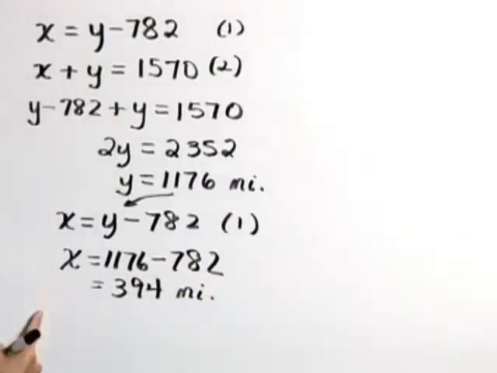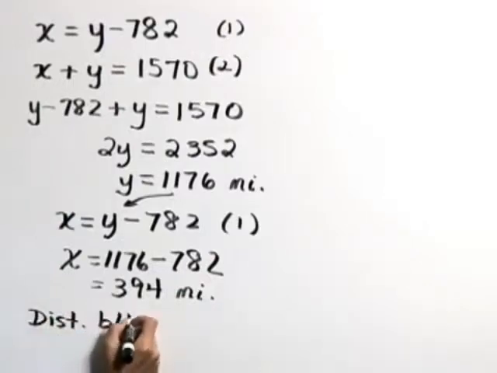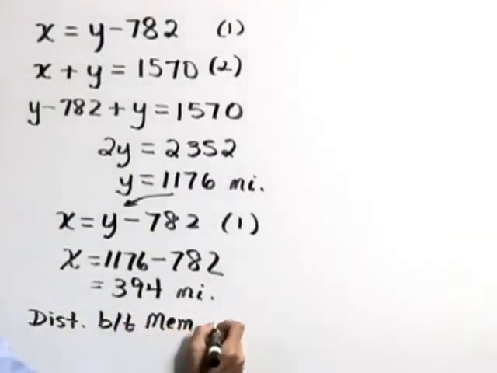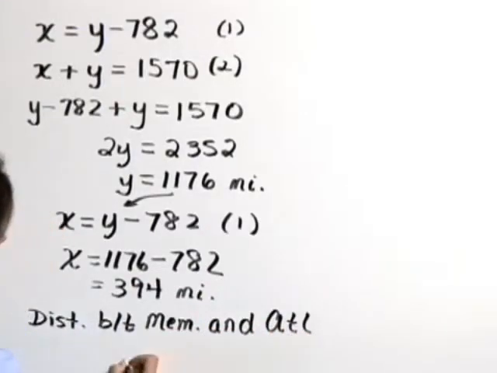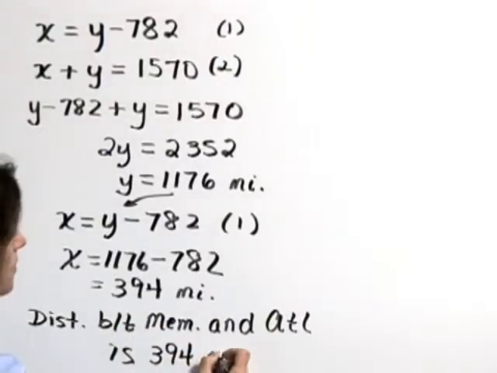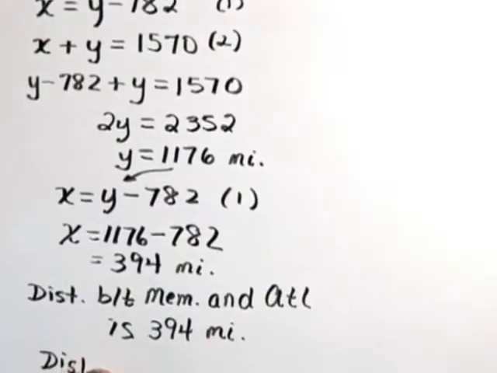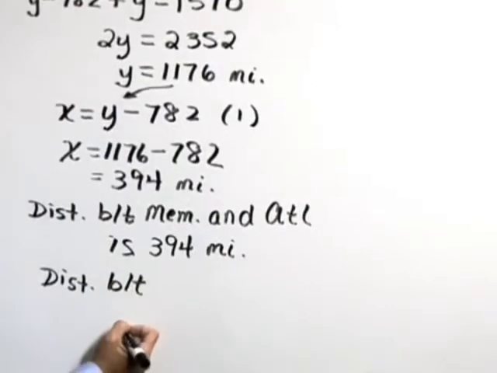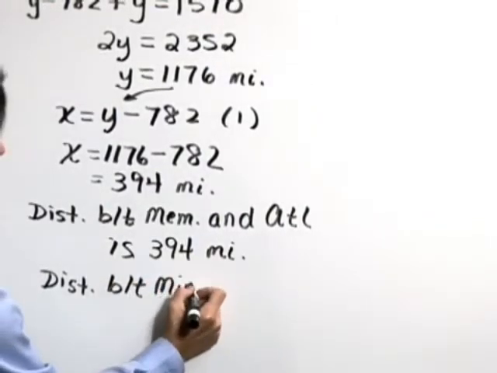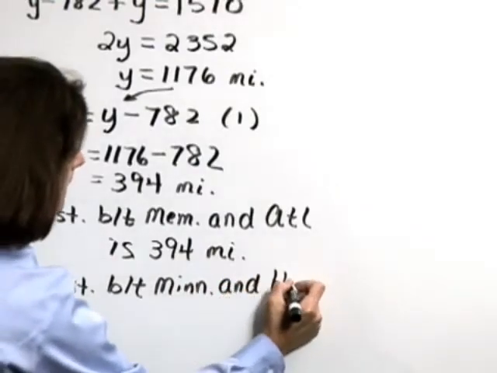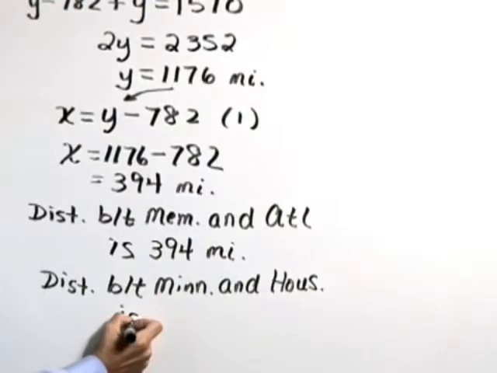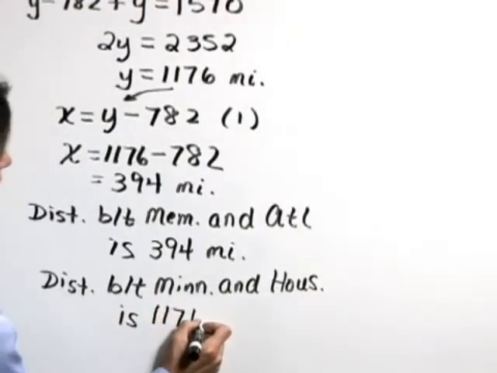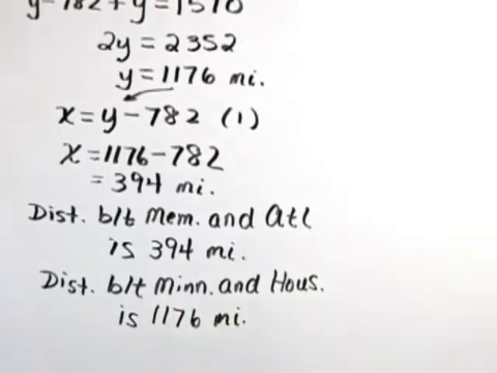So let's summarize and state our answers clearly in step 5. We can say that the distance between Memphis and Atlanta, that distance is represented by x, 394 miles, and the distance between Minneapolis and Houston is represented by y, which is 1,176 miles.